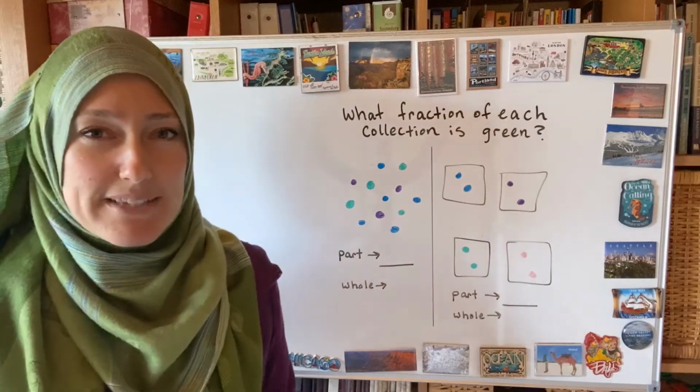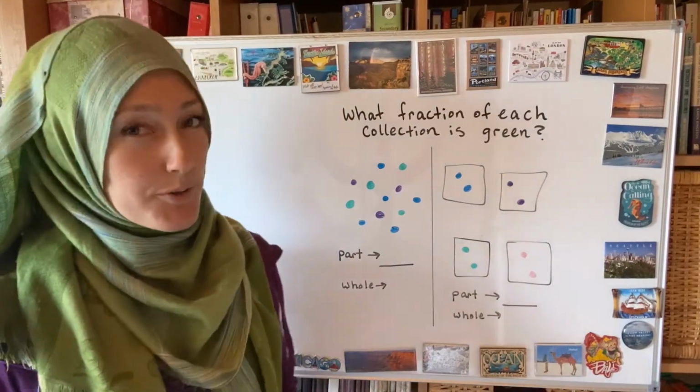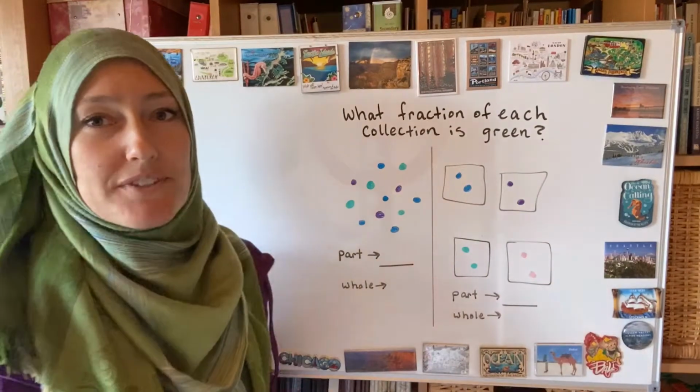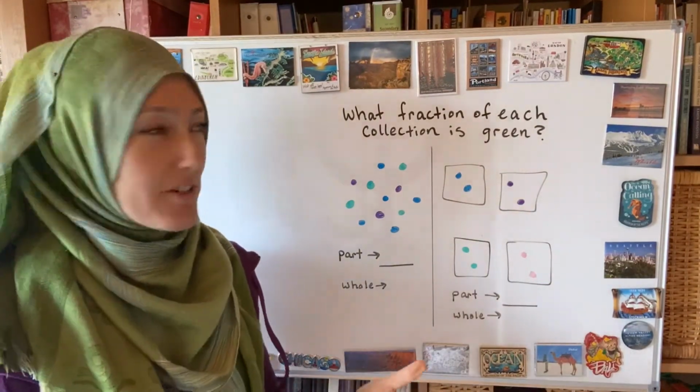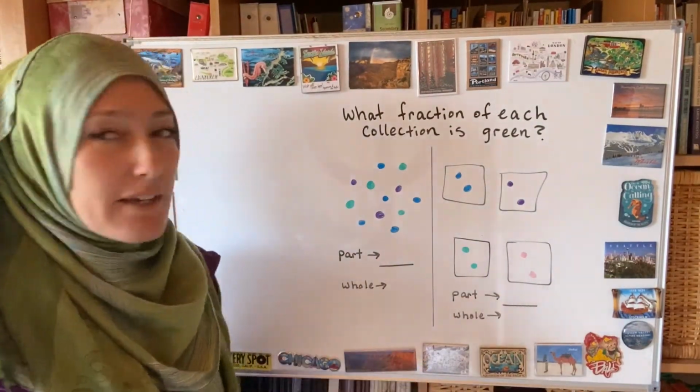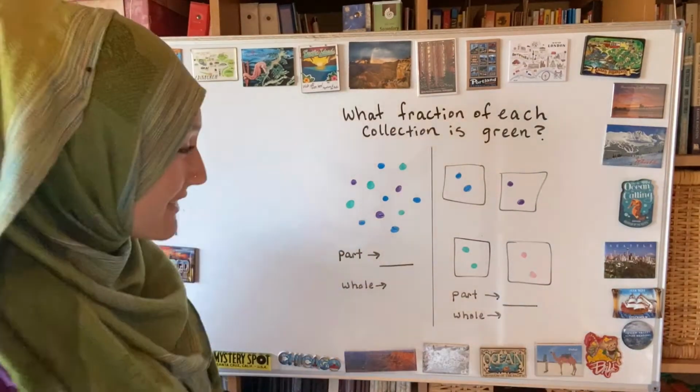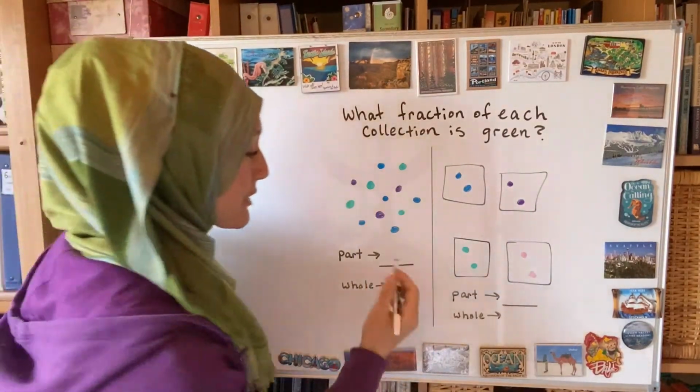This is lesson 8.7, talking about fractions of a group. So if I were to talk about both of these collections and ask what is the fraction of marbles that are green, I would count how many are green. There are 4 that are green, that is the part.